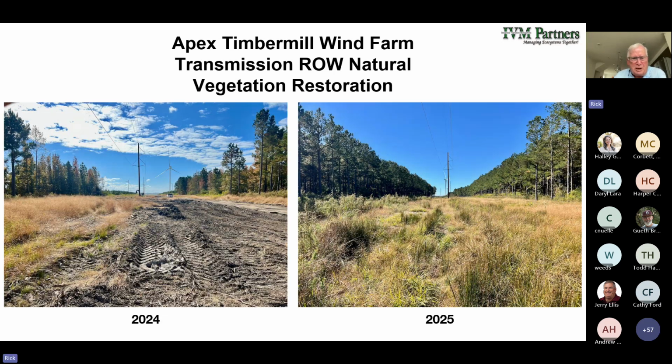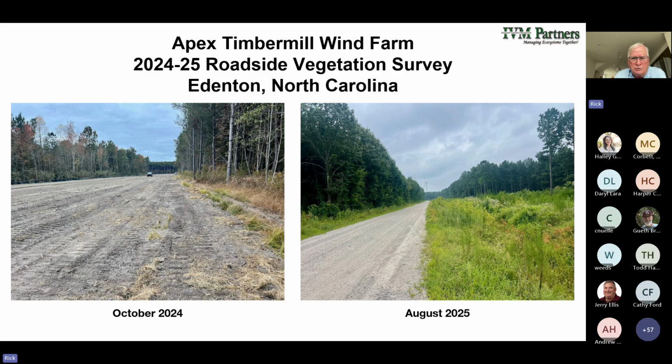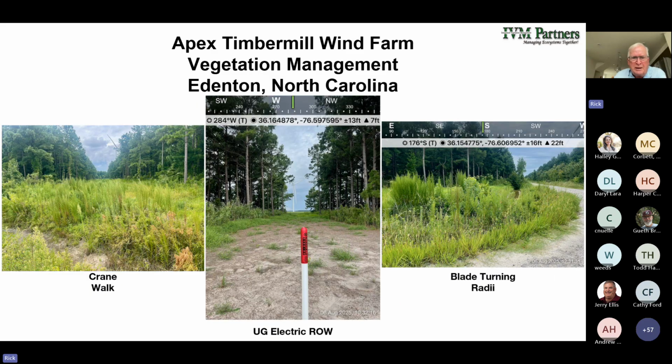And then transmission line, it's flat. I said, it's not going anywhere. Don't be putting a lot of stuff in. Let's see what we get naturally. And here, this case here on the left is February of this year, and on the right is August. 58 different species germinated. Same thing along the roads. Allow the native stuff to come back in.